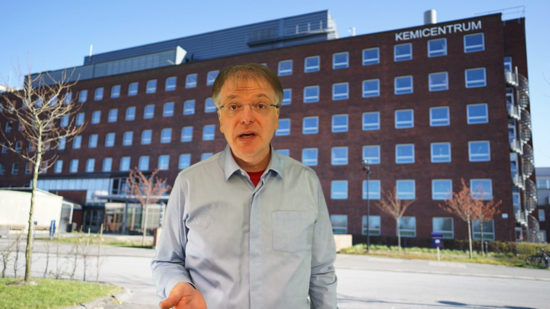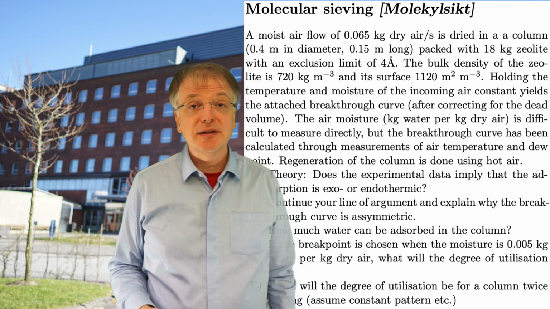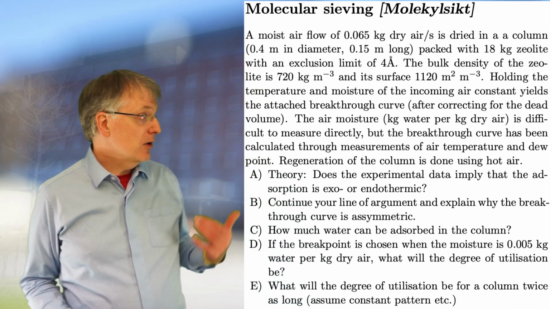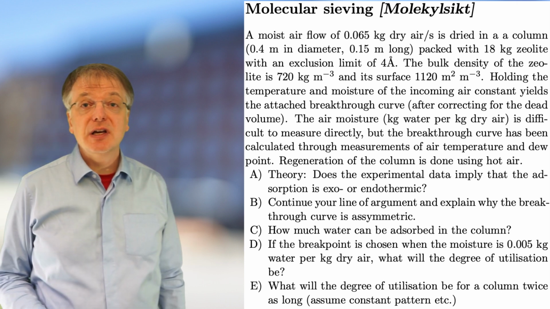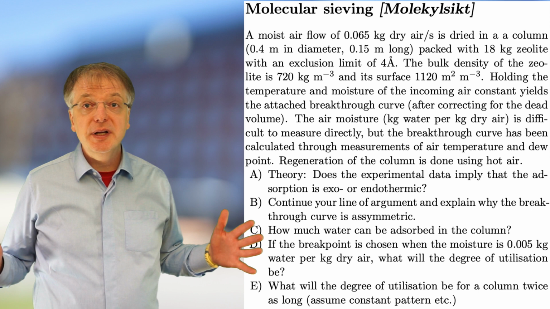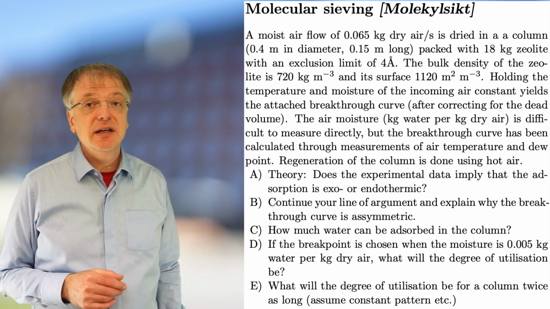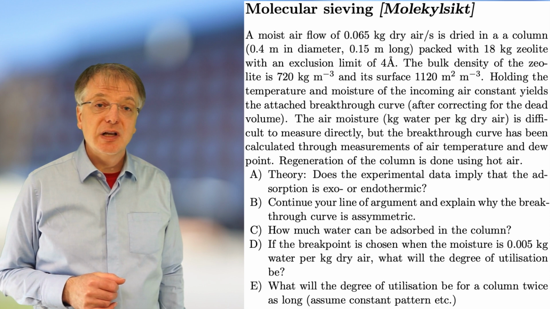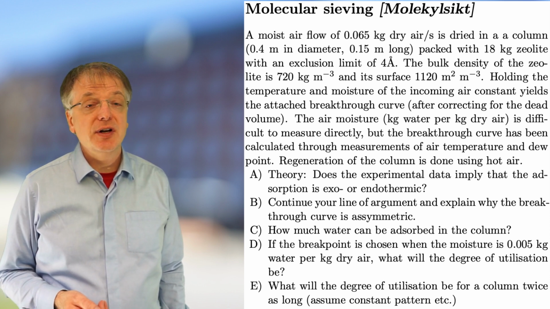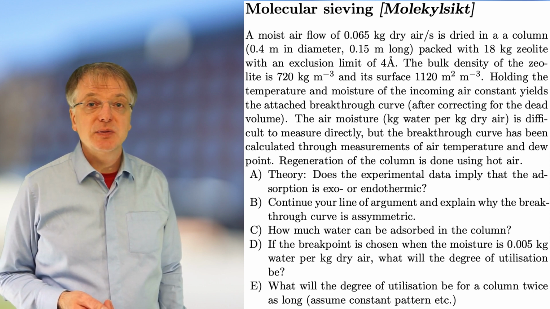In this video, I will give some hints towards solving an exercise where we use real experimental data from a molecule sieve. A moist airflow of 0.065 kg dry air per second is dried in a column, 0.4 meters in diameter and 0.15 meters long, packed with 18 kilograms of zeolite with an exclusion limit of 4 ångström. The bulk density of the zeolite is 720 kg per cubic meter and its surface 1120 square meter per cubic meter.